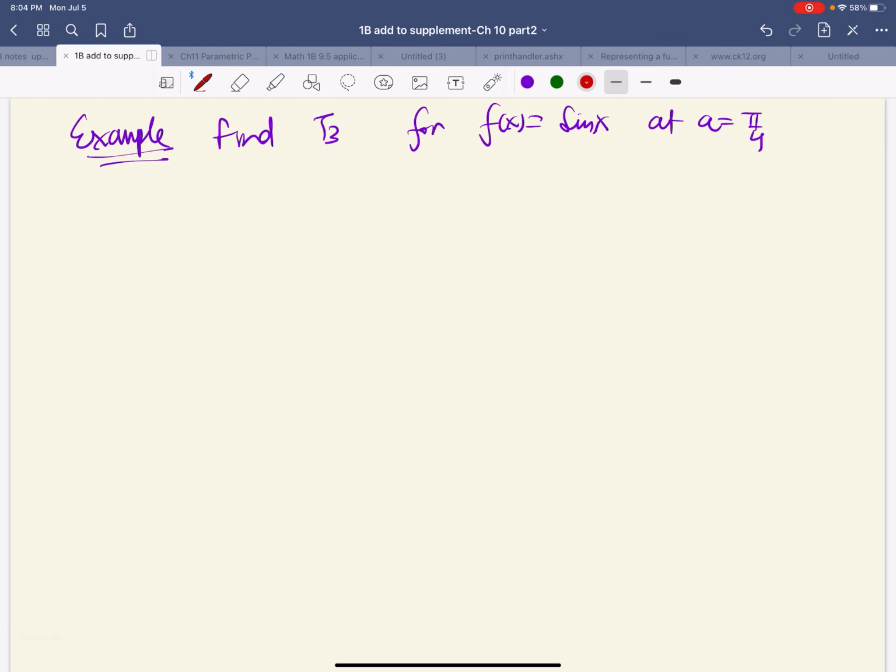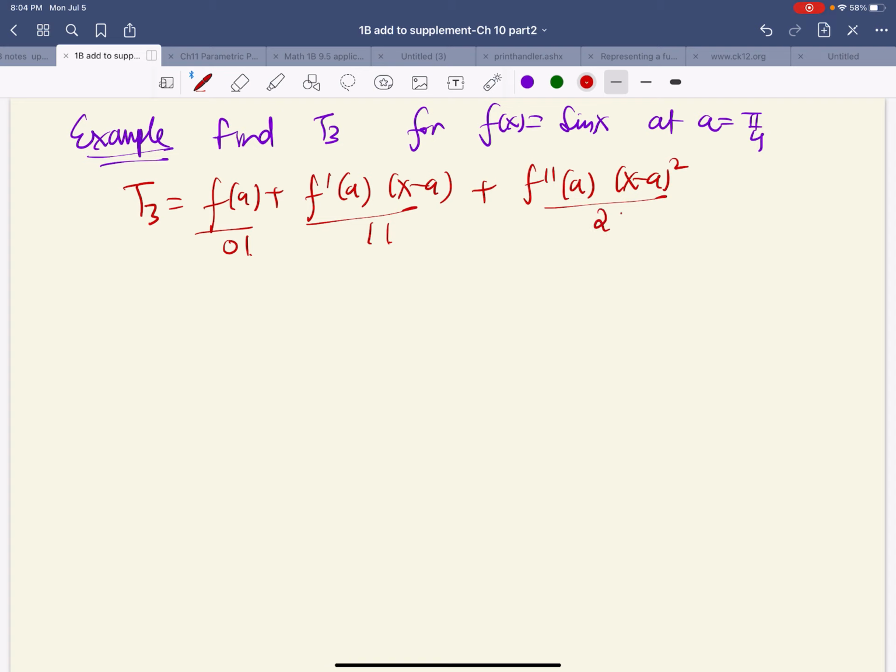Now we're finding the third Taylor polynomial for sine of x at a equals pi over 4. Okay, so my function is sine of x, and we want to find the third Taylor polynomial. That would be T3 of x would be equal to f of a. This Taylor polynomial can be used to approximate the value of function at any point close to a. So f double prime of a, x minus a to the second power over 2 factorial, plus f third derivative of a, x minus a to the third power over 3 factorial. So that's going to be a Taylor polynomial of third order.